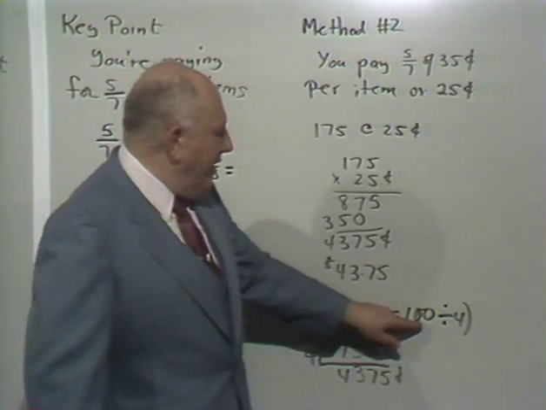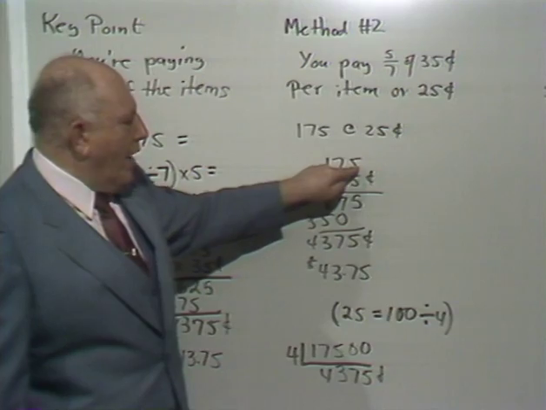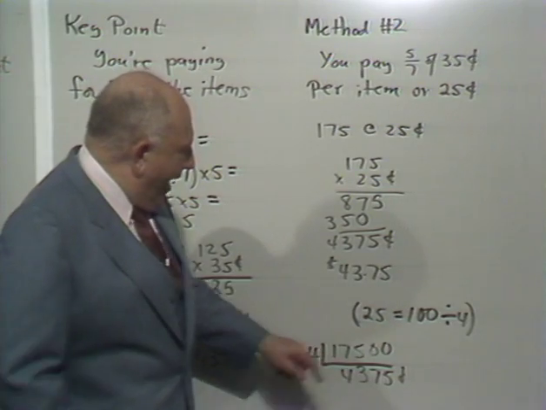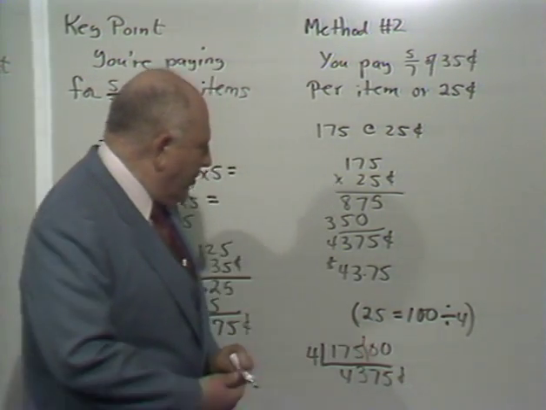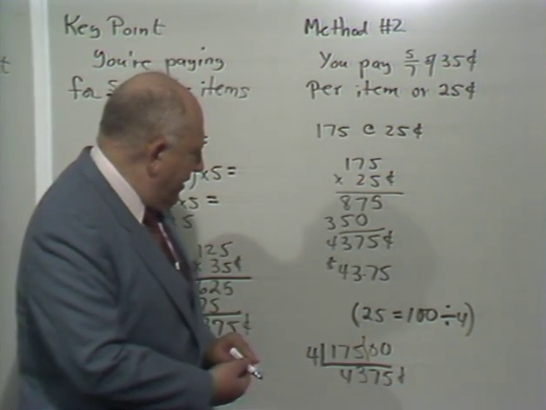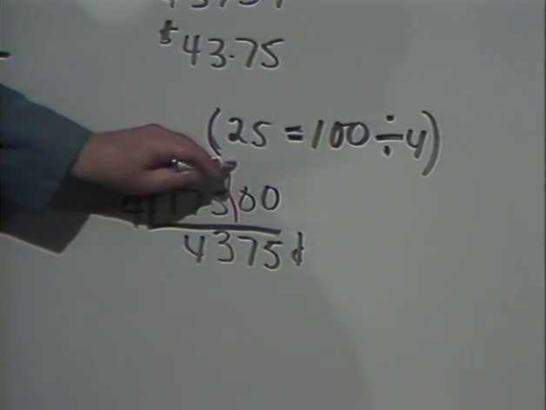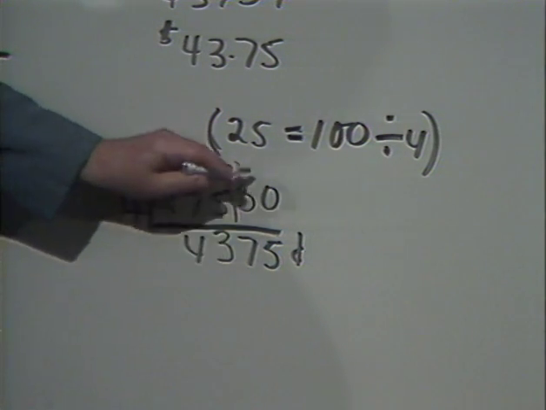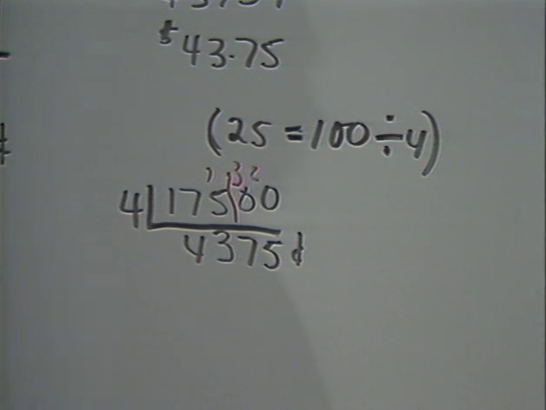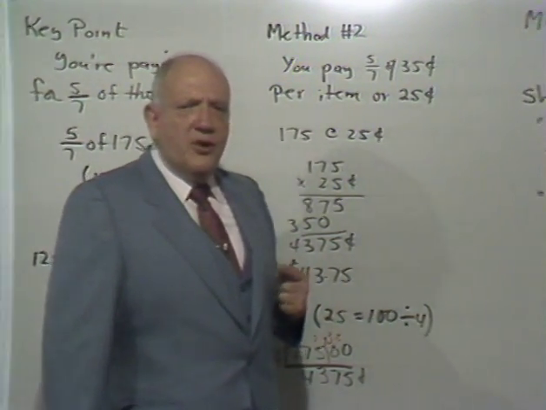Notice that 25 is 100 divided by 4. So a very quick way to multiply by 25 is what? Multiply by 100, that means tack on 2 zeros, and then divide by 4. So if I took 175, tacked on 2 zeros to get 17500, then divided by 4, you see what I get over here? 4 goes into 17, 4 times, the remainder of 1. 4 goes into 15, 3 times, the remainder of 3. 4 goes into 37, 9 times with a remainder of 1. 4 goes into 10, 2 times with a remainder of 2. 4 goes into 20, 5 times. There's my same $43.75.